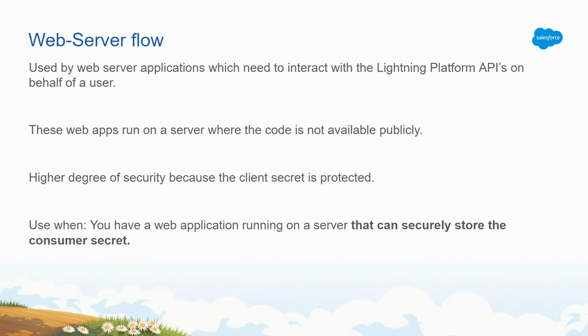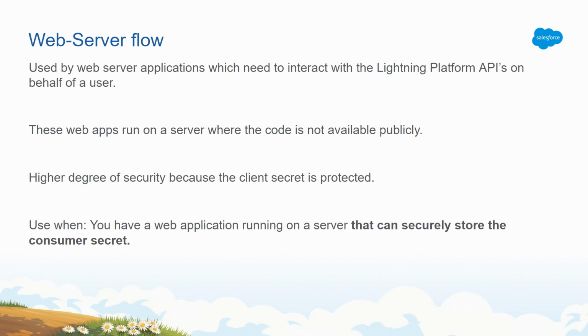With that, let's go to the web server flow. The web server flow is used by web server applications, and these applications need to interact with the Salesforce APIs on your behalf. These web apps run on servers such as Heroku, AWS, and Azure, and in these servers the code is not available publicly, which means there's a higher degree of security, because you're using your client secret, and the client secret is protected in these applications.